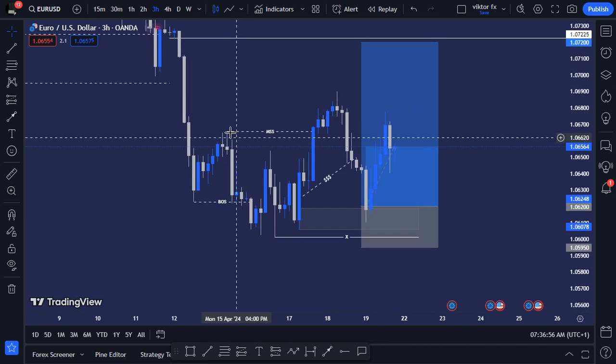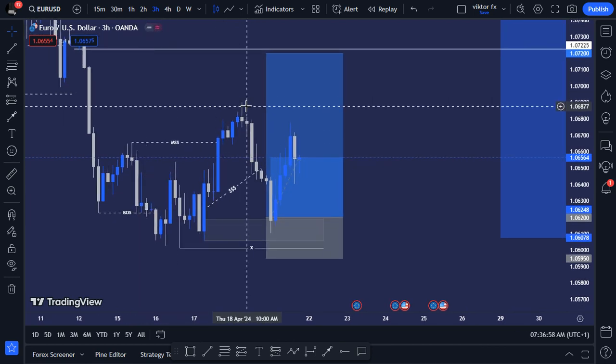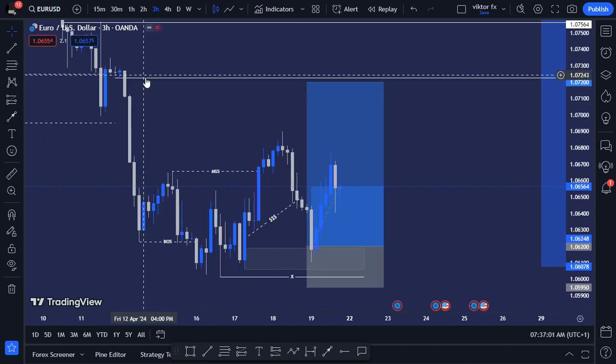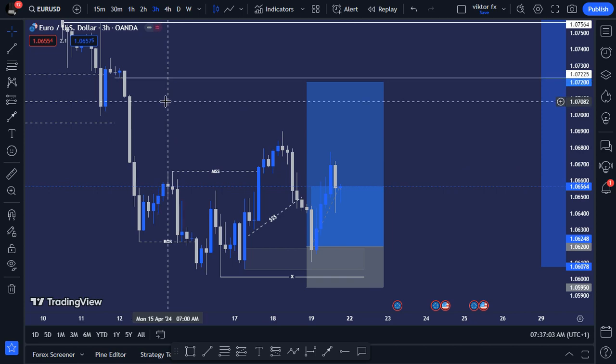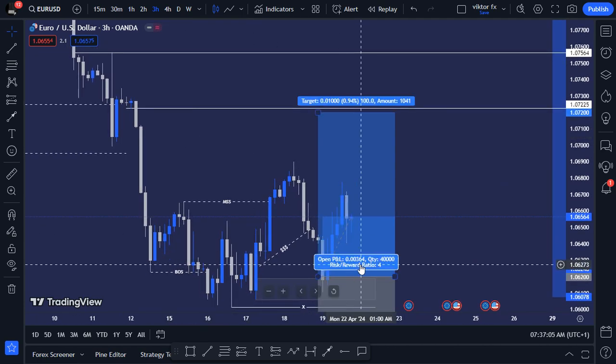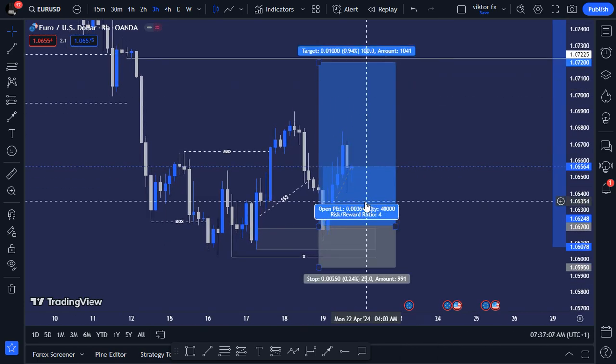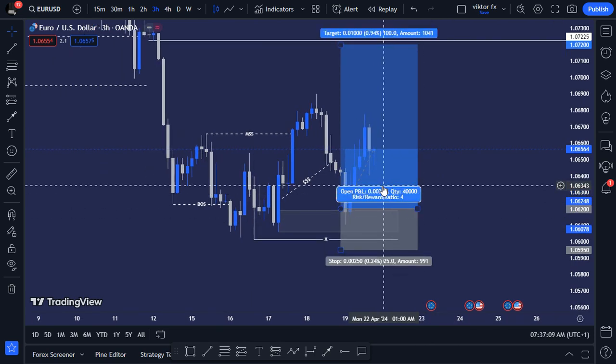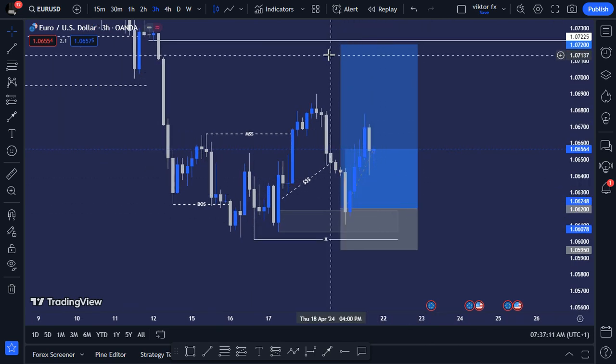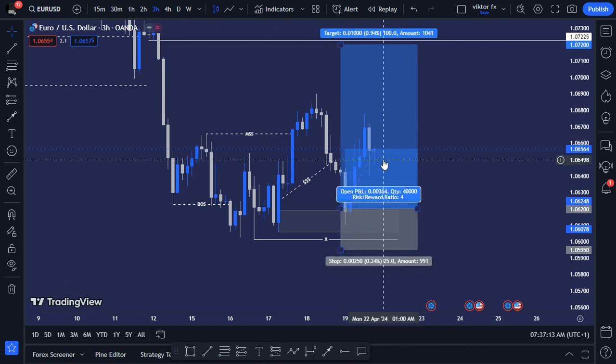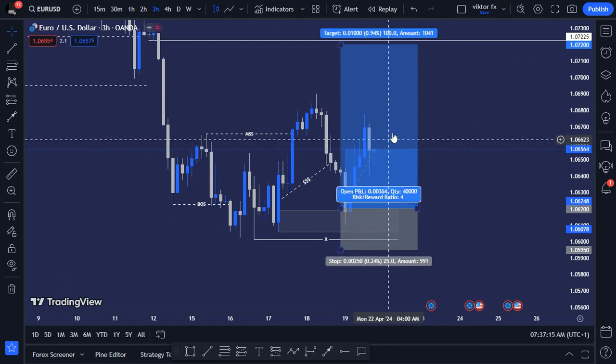Changed character here. Price gave us a high. And my target is before this order block, because price can actually push lower from here, but I'm expecting it to actually go higher from here. The stop loss is 25 pips. The TP is 100 pips. That's a four to one risk to reward trade.